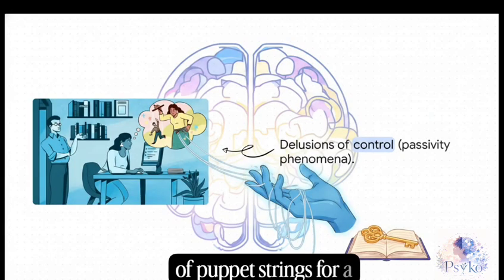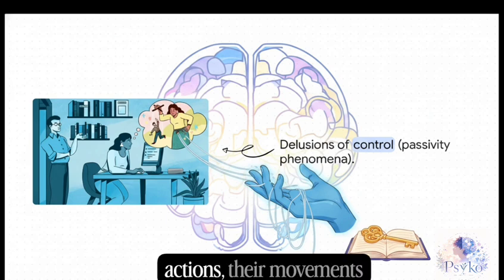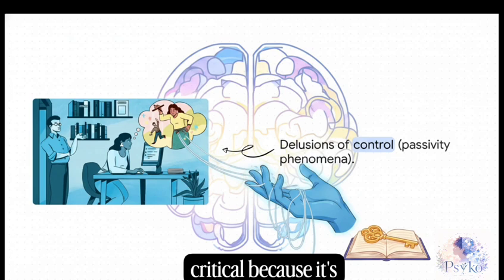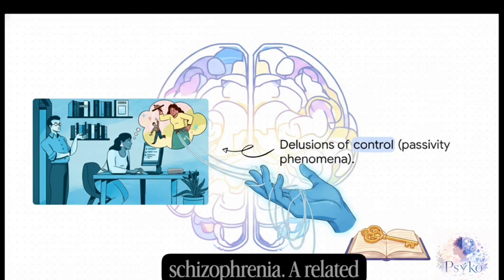Think of puppet strings for a second. That perfectly represents passivity phenomena, or delusions of control. This is when a patient firmly believes that outside agencies and not their own free will are controlling their actions, their movements, or their impulses. They might feel entirely physically manipulated. Eliciting this symptom in your interview is critical because it strongly suggests schizophrenia.